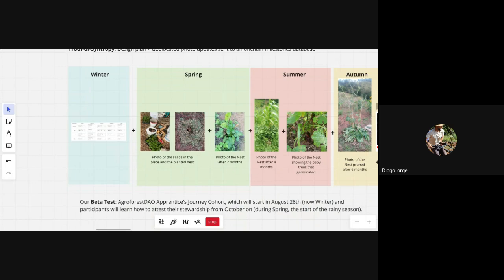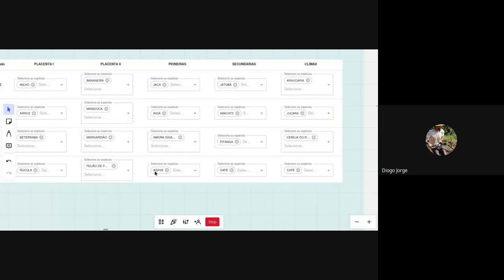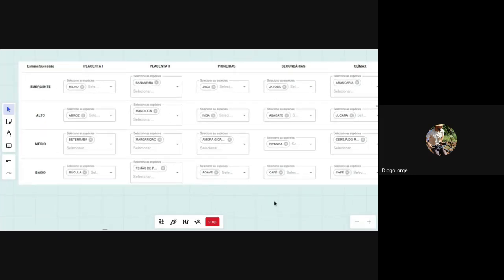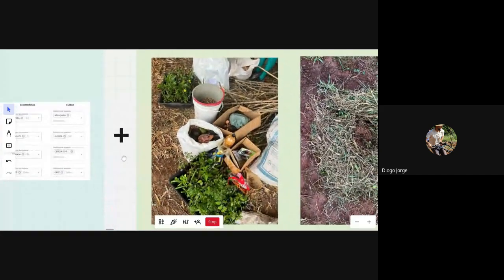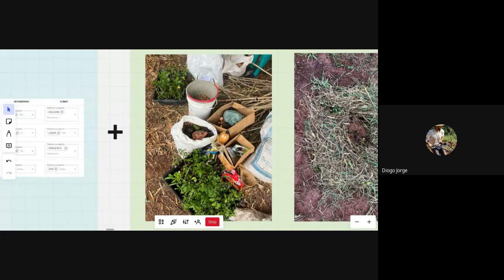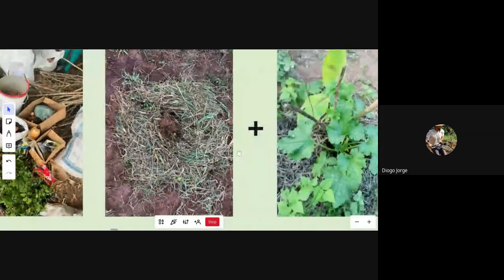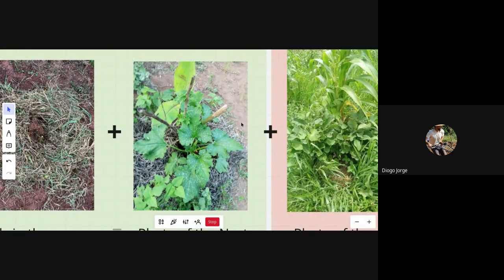So basically, we created a tool to plan those tables. This makes it easy for anyone to fill the tables. And then they send pictures of their seeds in the place that they are going to plant. And then month after month, the evolution. So here, placenta 1, it has like 2 months old.